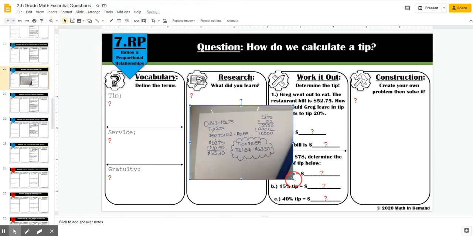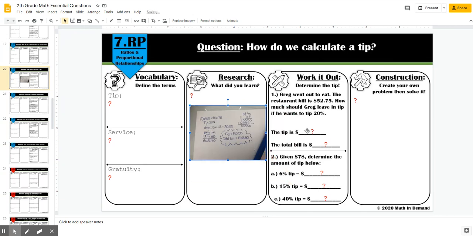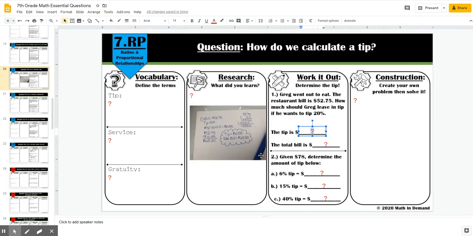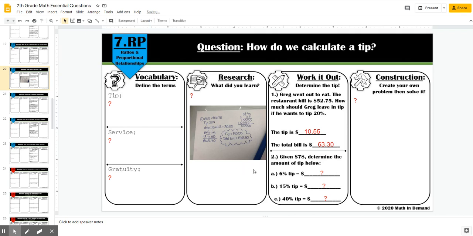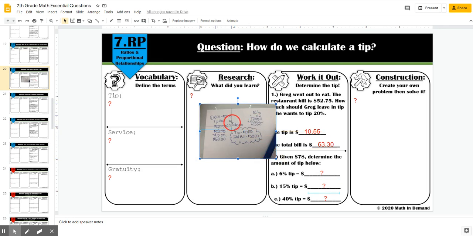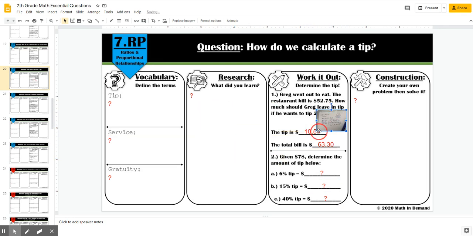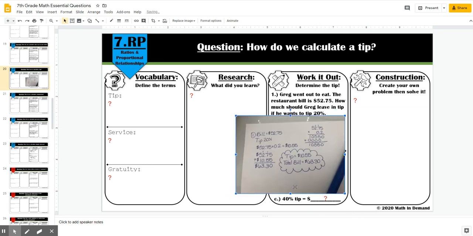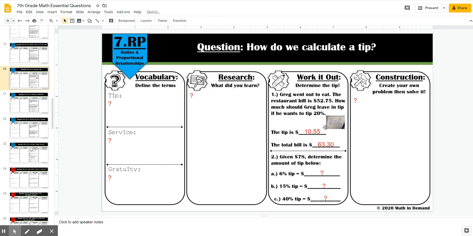So you can see that I did my work. I see that the tip was 10.55 and my bill was 63.30. Okay, so I will type in that information. I will take my picture and I will make it very small and put it to the side. And my teacher knows, because I've told my students, so I'm acting like the student, my teacher knows that they can look at that picture by taking it and dragging it bigger and then looking at it and then putting it back so that they can see my work.